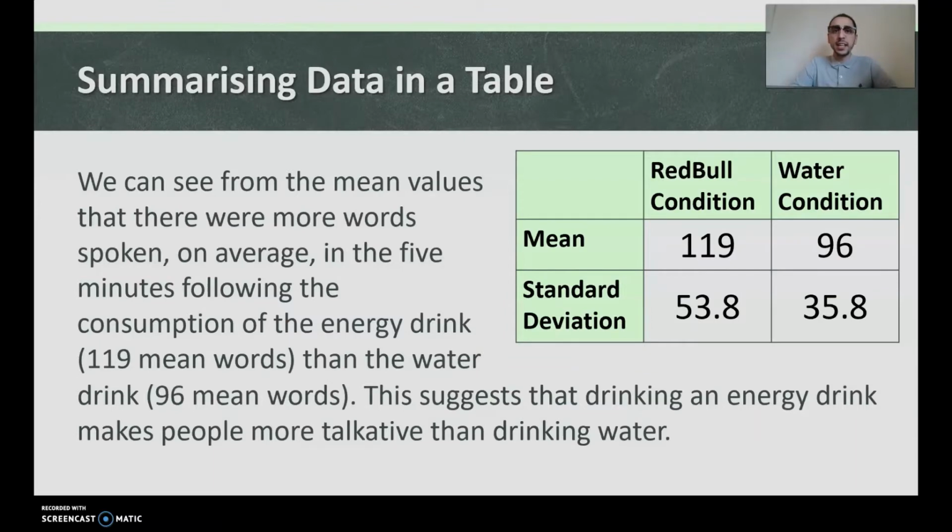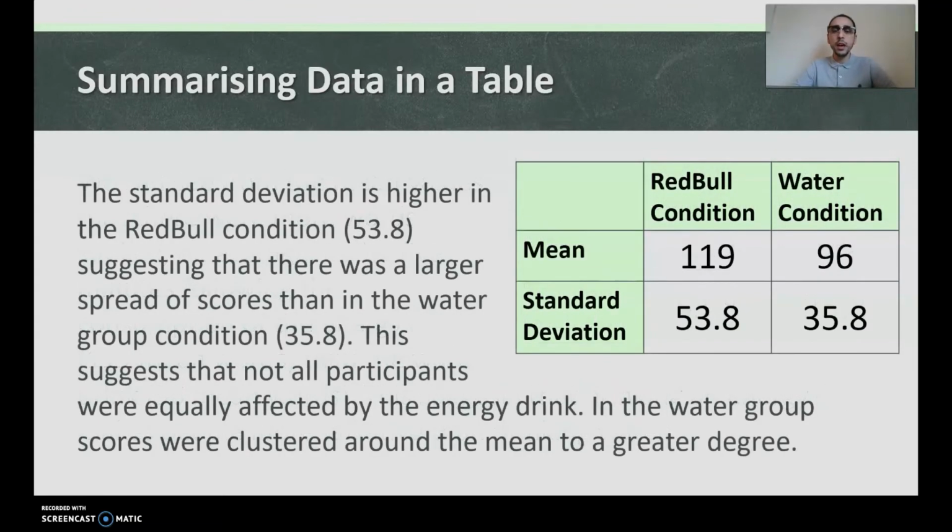And this is what you might say next to the graph, okay? We can see from the mean values that there were more words spoken on average in the first 5 minutes following the consumption of the energy drink, 119 mean words, than the water drink, 96 mean words. This suggests that drinking an energy drink makes people more talkative than drinking water. What does the standard deviation tell us? SD! The standard deviation is higher in the Red Bull condition, 53.8, suggesting that there was a larger spread of scores than in the water group condition, 35.8. This suggests that not all participants were equally affected by the energy drink.